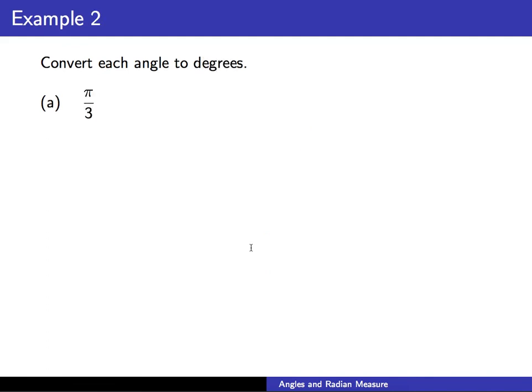All right, example 2, we're going to work backwards now. We're going to start with our radians and convert them to degrees. So this will be very helpful when you see radian measurements, and until you start getting comfortable and familiar with them, it might be helpful to work with them in degrees and think about them in terms of degrees. So we have pi over 3 radians.